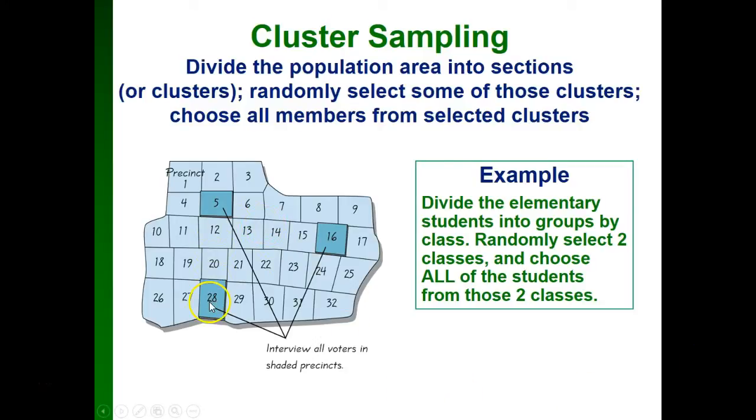So here's an example in the picture. In this one, we have an area that's divided up into precincts. So if we wanted a cluster sample, we could randomly select some of the precincts, and then we'd interview all the voters in those selected precincts. For our elementary school example, to get a cluster sample, we could divide the elementary students into groups by class. Then we could randomly select 2 classes, and then we'd choose all of the students from those 2 classes to be in our sample.